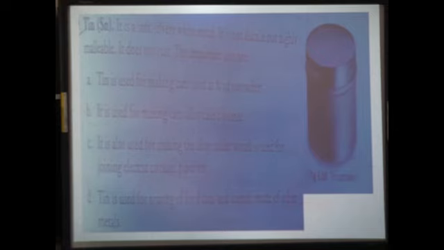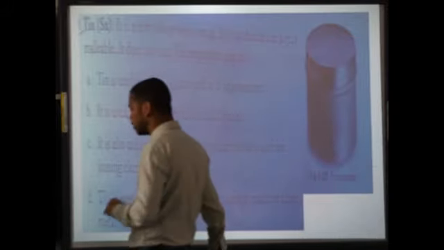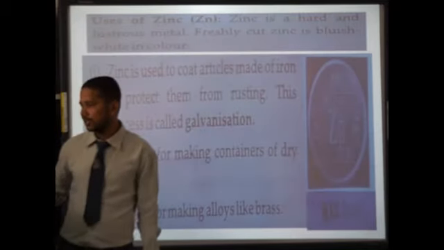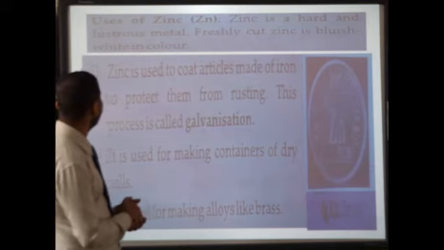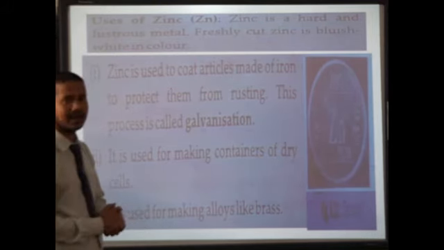Tin is used for tinning of food cans and utensils made of other metals. So it is used for tinning of food cans also. Then uses of zinc. Zinc is a hard and lustrous metal.